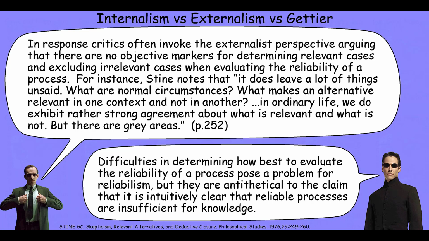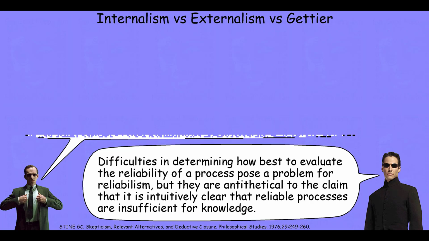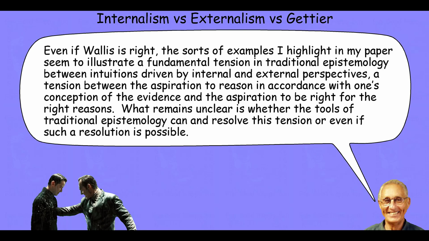However, difficulties in determining how best to evaluate the reliability of a process pose a problem for reliabilism, but that problem is antithetical to the claim that it is intuitively clear in these cases that reliable processes are insufficient for knowledge. And in fact, many of the people who adopt discrimination cases adopt them precisely to argue that there is no clear-cut way of determining reliability in such circumstances. But even if I'm right about that, the sorts of examples that Gettier highlights in his paper seem to illustrate a fundamental tension in traditional epistemology between intuitions driven by internal and external perspectives, a tension between the aspiration to reason in accordance with one's conception of the evidence and the aspiration to be right for the right reasons.